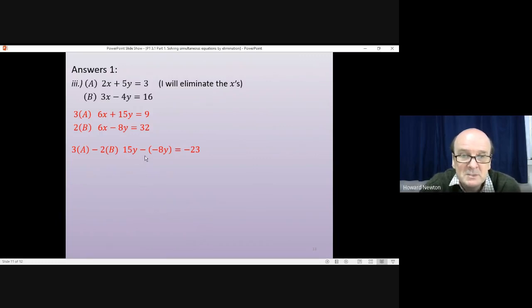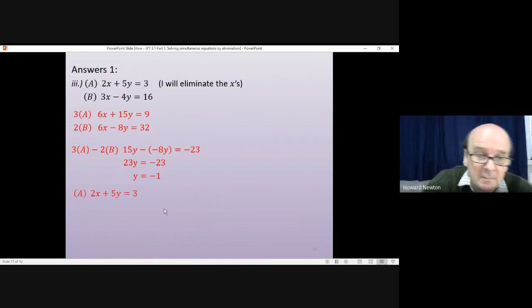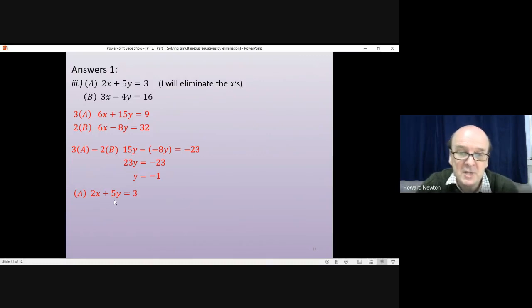Tidying up the y's, 2 minuses are a plus, so I've got 15y plus 8y, which is 23y equals minus 23. Then dividing by 23, minus 23 divided by 23 is minus 1. That's y found. I now need to substitute that value back into whichever equation I choose. None of them look that easy, but I think maybe A is slightly easier. So I'll substitute y equals minus 1 back into equation A.